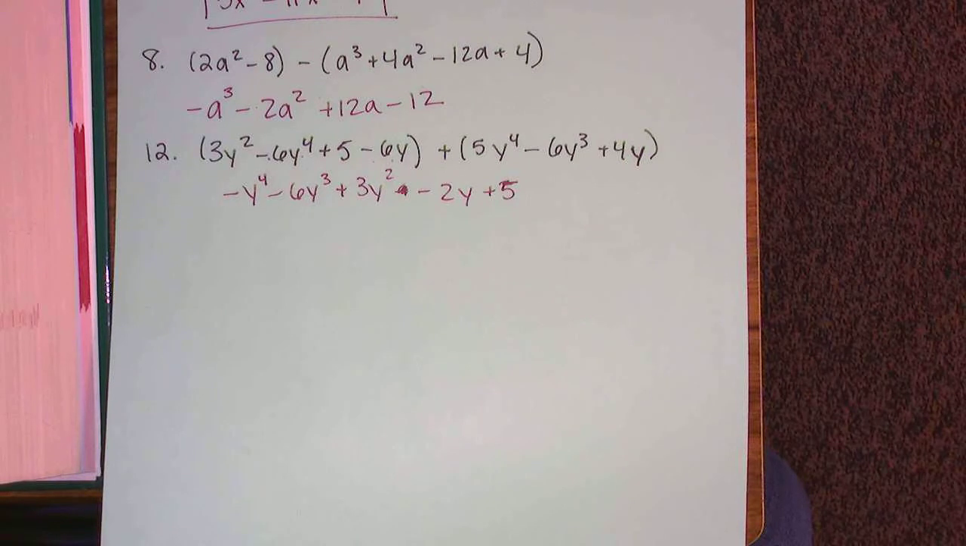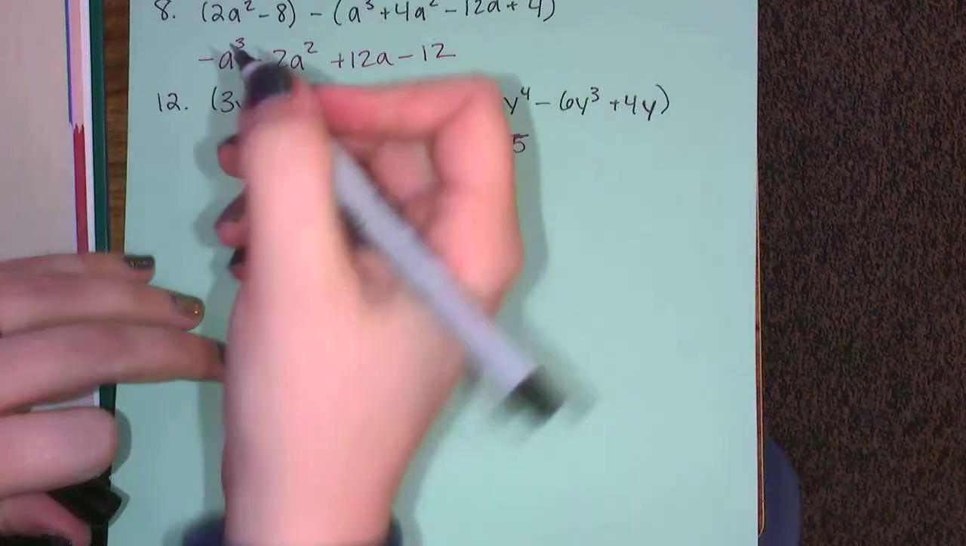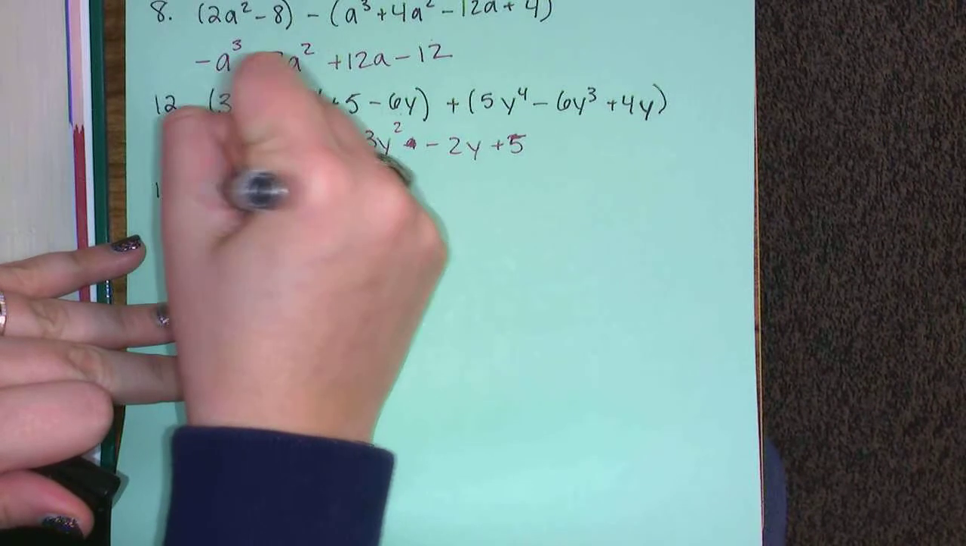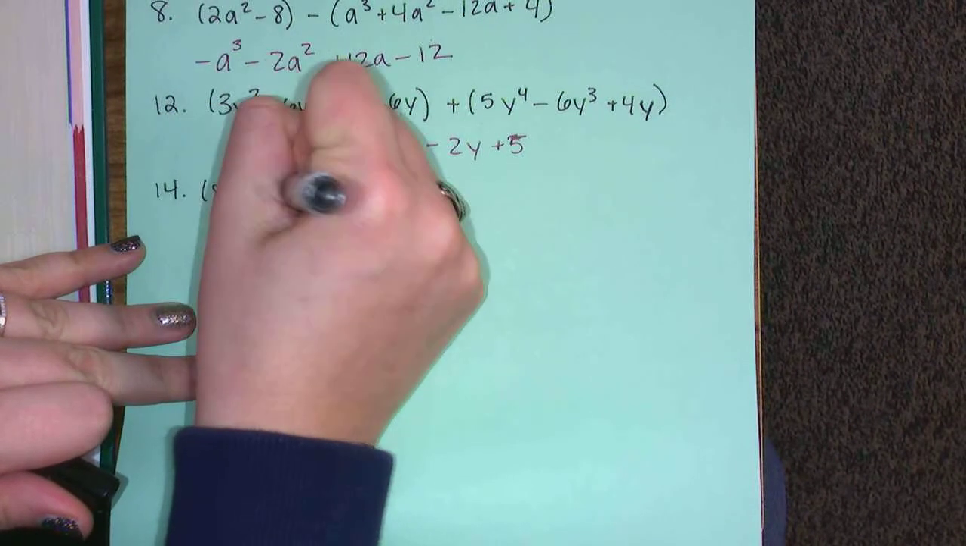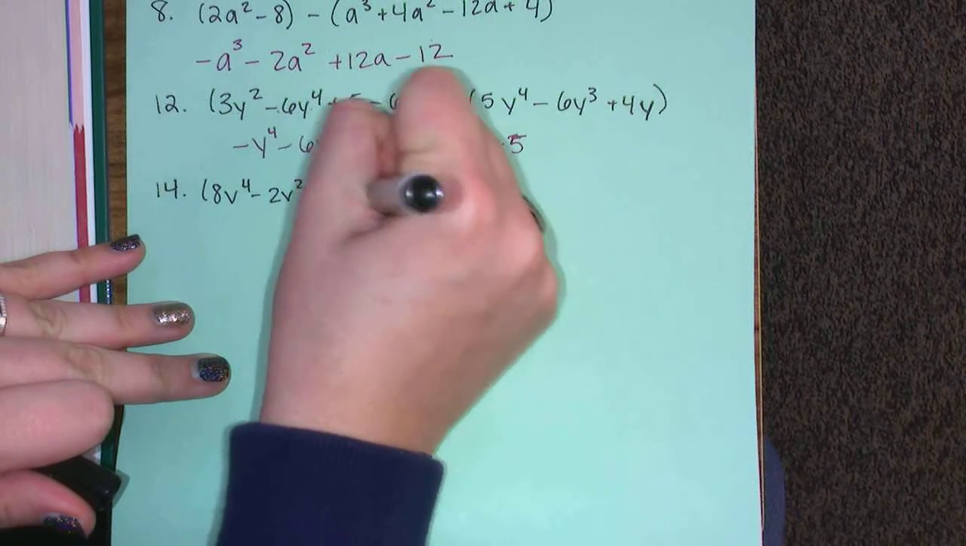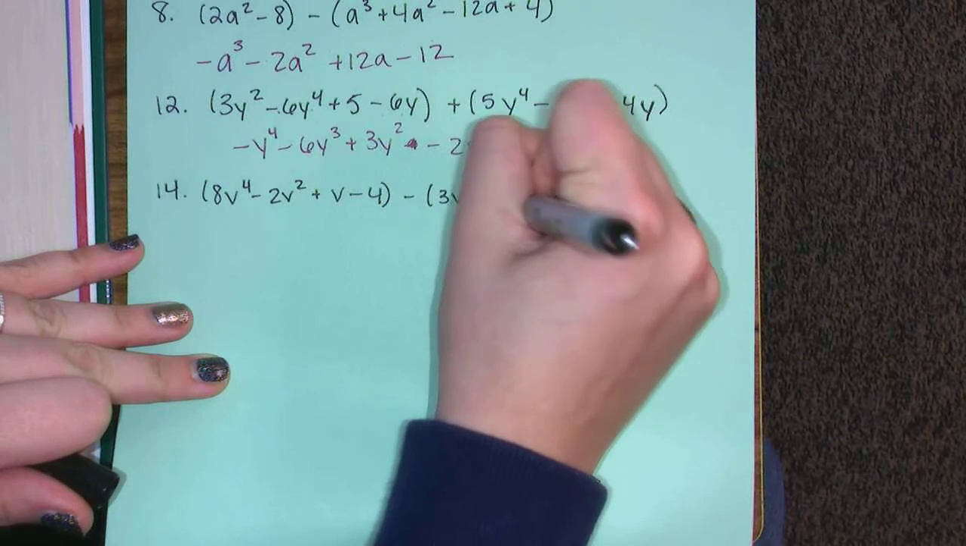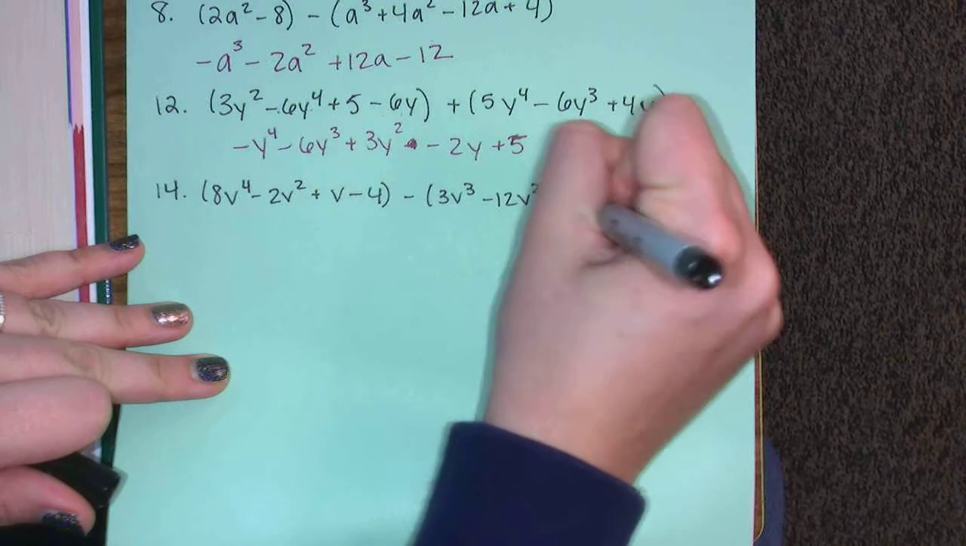Alright, so you guys are going to try this one on your own. 8v to the fourth minus 2v squared plus v minus 4 minus 3v cubed minus 12v squared plus 8v.